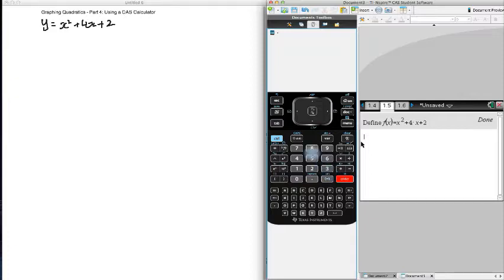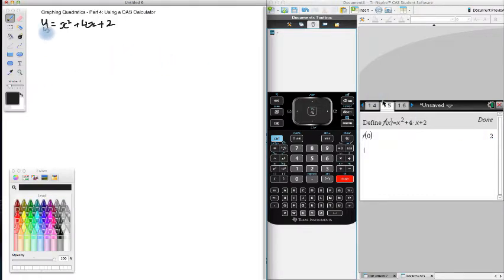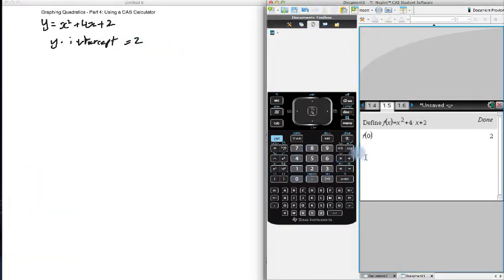So now to find the y-intercept, I know that that is when x is 0. So I want to find what value the function is when x is 0. There we go, it's 2. So no surprises. Our y-intercept is 2. So maybe I'll just note that down. Y-intercept. Sorry about the messy writing. Y-intercept is 2. Okay, so now let's see if we can find what the x-intercepts are.